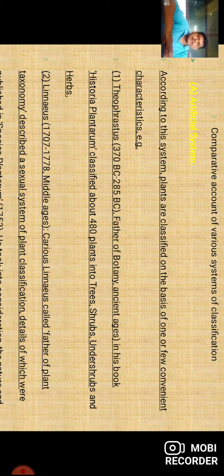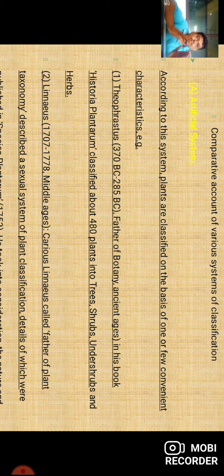The second scientist, who also did vast works in botany, is Linnaeus. It is described in 1777 to 1778, Middle Ages, Carolus Linnaeus, called the father of taxonomy. Don't be confused about who is the father of classification, or who discovered the first terms of classification, that is A.P. de Candolle. Second, the father of botany is Theophrastus in ancient ages. And who is the father of taxonomy?